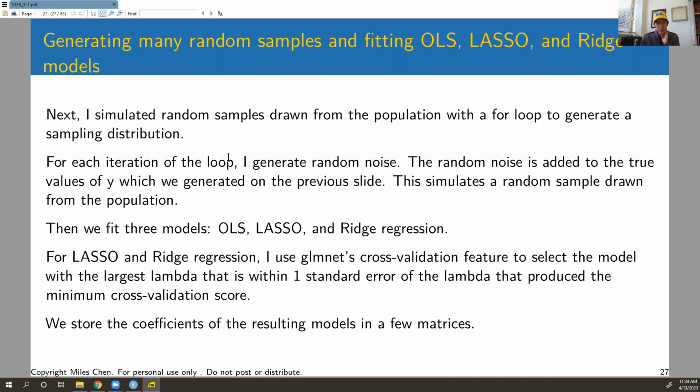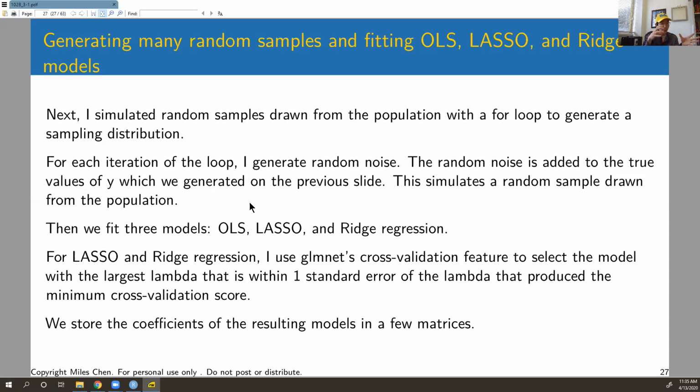And I'm going to simulate a bunch of random samples drawn from the population. I'm going to do maybe 100 iterations, and with each iteration I'm going to generate random noise to add. This simulates the idea that you got a different random sample. Every time you take a random sample, it's got random noise put on top of it, okay?